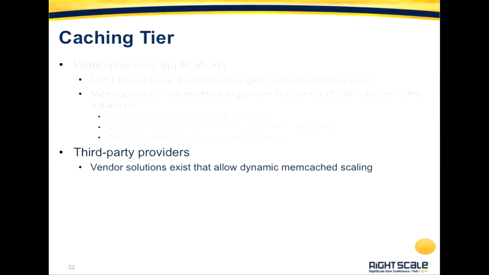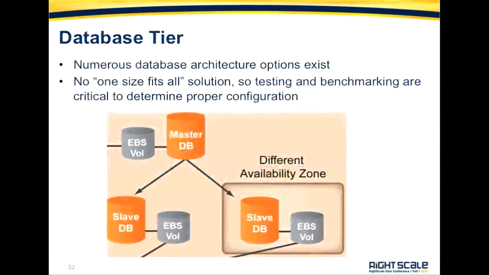We also have third-party providers that RightScale is partnered with, such as Membase, and we have some others coming online as well. These are vendor solutions that allow you to dynamically scale that caching tier. So that's another option that is forthcoming. There are a lot of architectures that exist for the databases. I'm sure you heard from Corey and others. Again, no one-size-fits-all solution, right? So we always recommend you do load testing and benchmarking and figure out what is optimal for your particular situation, okay?